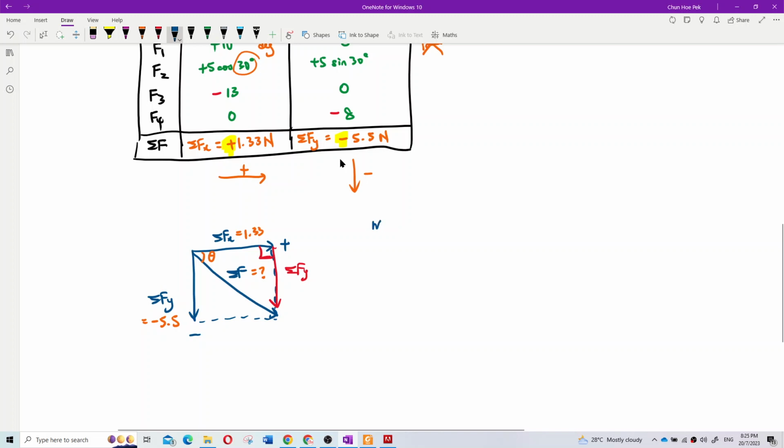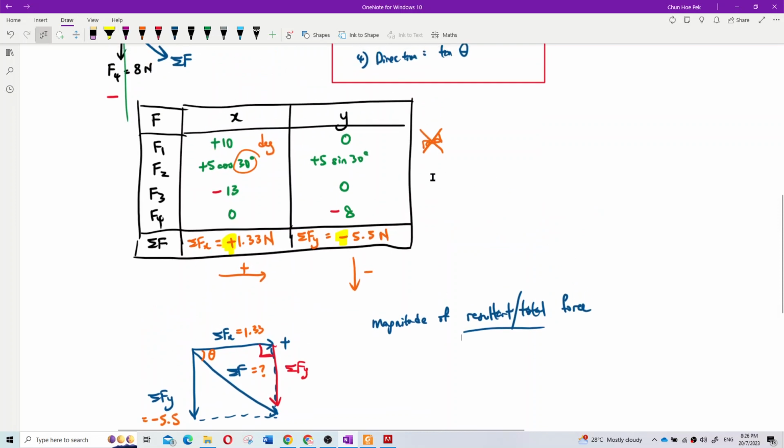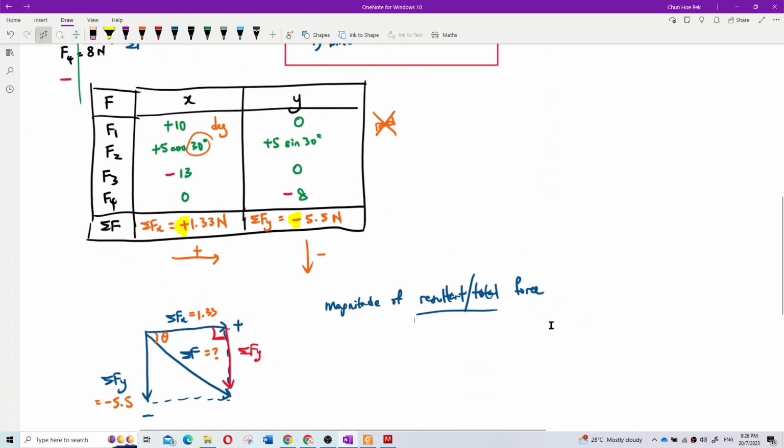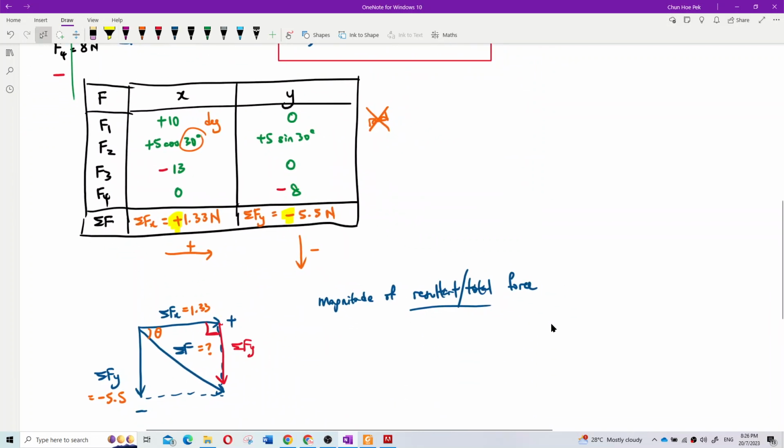So that is to find the magnitude of resultant or total force, because resultant means the total force. Because we have, you see, so many forces. We have 4 forces, so total up all of them. We got this resultant force. To find the resultant force, this sign is sigma, it means resultant.